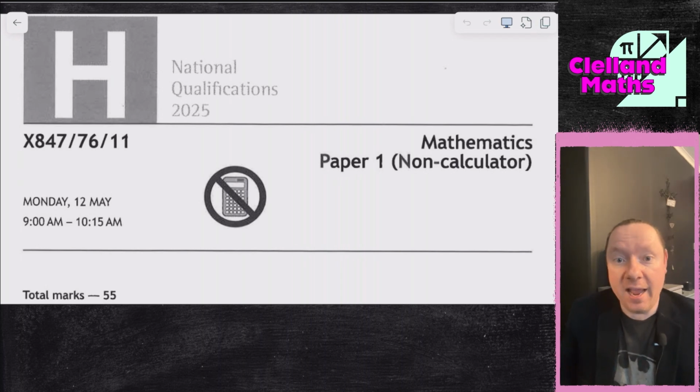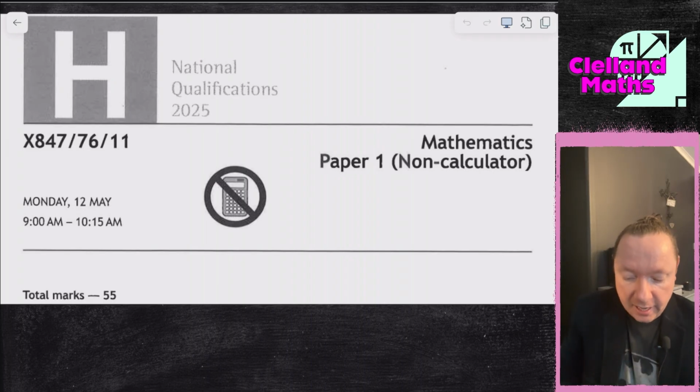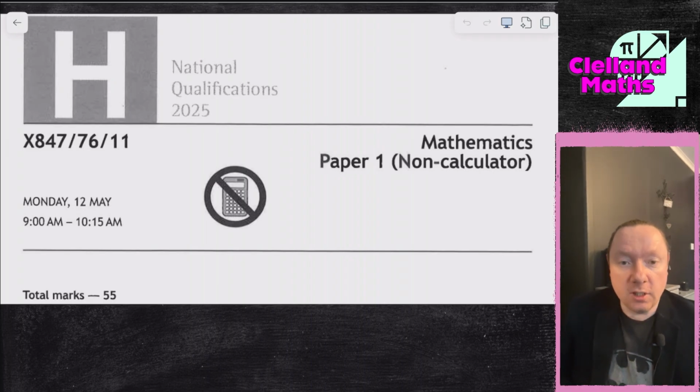So today we're doing the SQA Higher Maths 2025 exam paper 1, which was on the 12th of May between 9 and 10:15. First thoughts on this exam was it was actually quite a fair paper. The last question I think some of you will find quite difficult, a little bit of nuance in there, but in general it was not too bad. Let's get into it straight away.